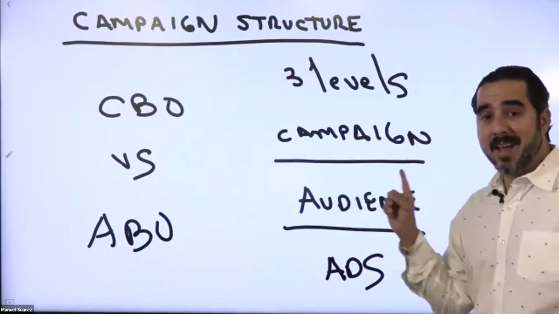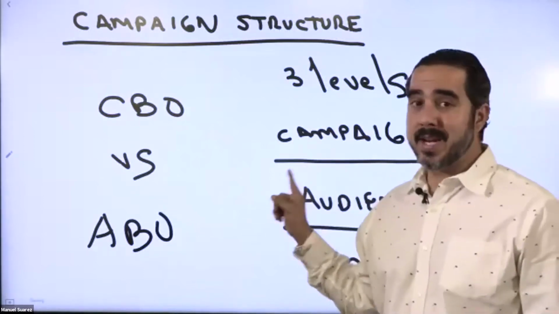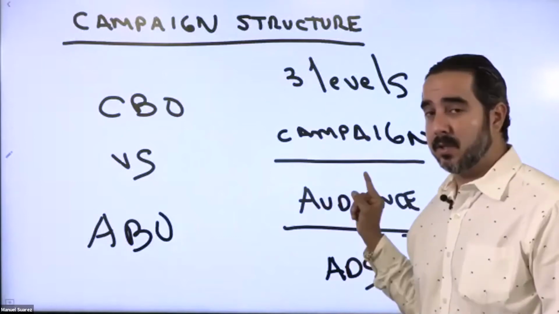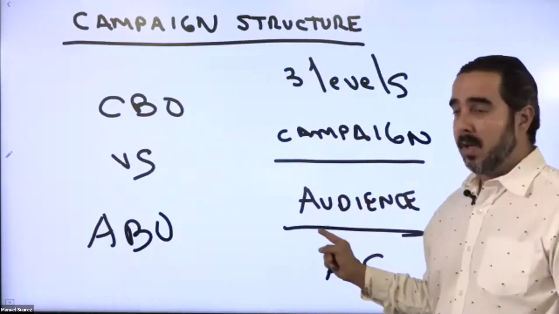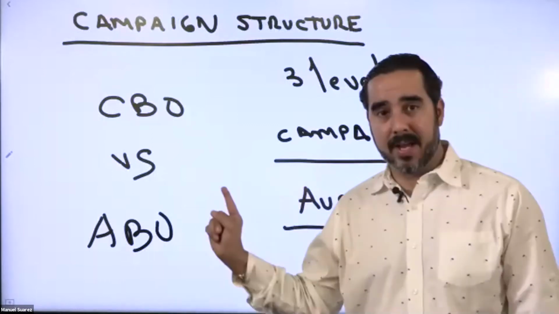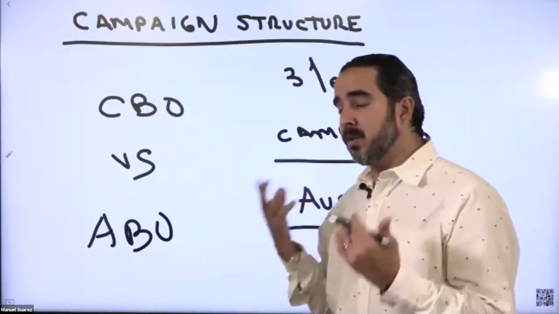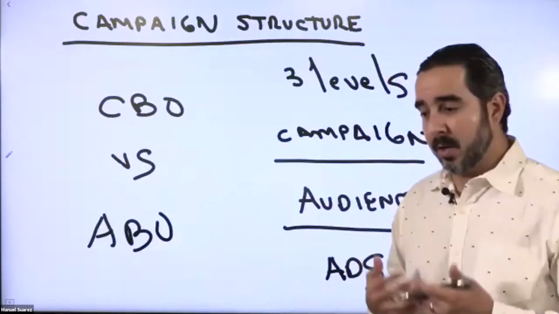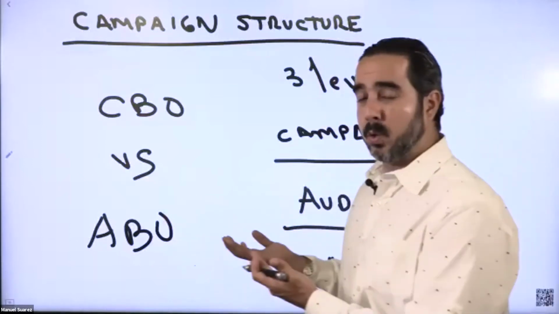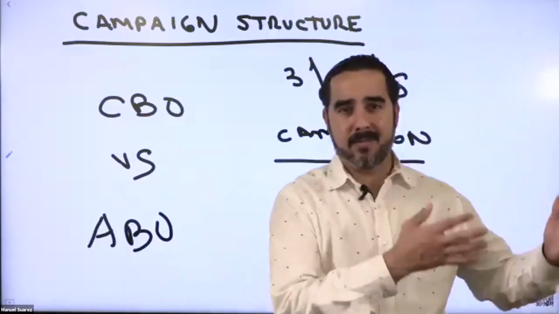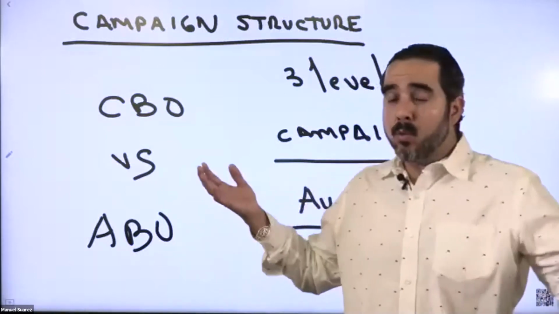These are the 3 levels, and this is gonna be the way it is for a long time. I don't see this changing anytime soon. And this is detailed inside the course. On the campaign, you get to select what objective would you like to accomplish. Would you like to generate leads, purchases? Would you like to generate subscribers on Messenger, website visitors? What would you like to accomplish?